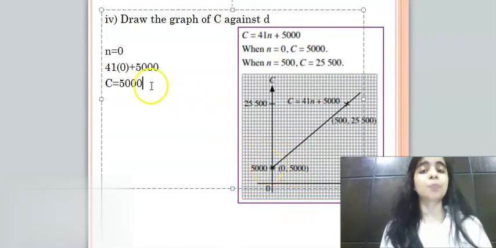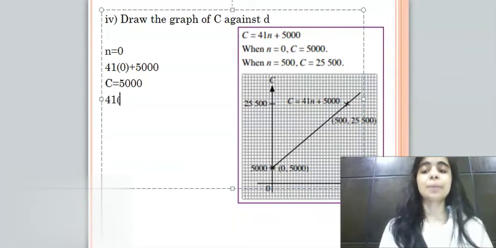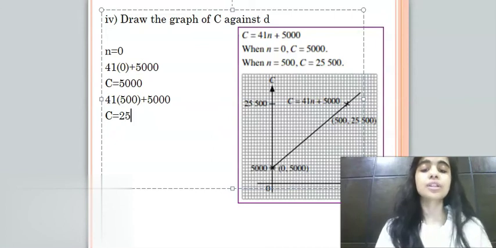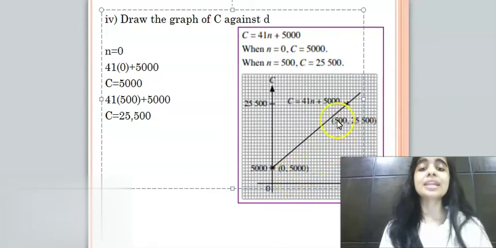What about the next point? We can take any value of n. So let's say we take n as 500. So 41 multiplied by 500 plus 5000 is 25,500. So our C value over here is 25,500. So we can easily plot the graph with these 2 points.